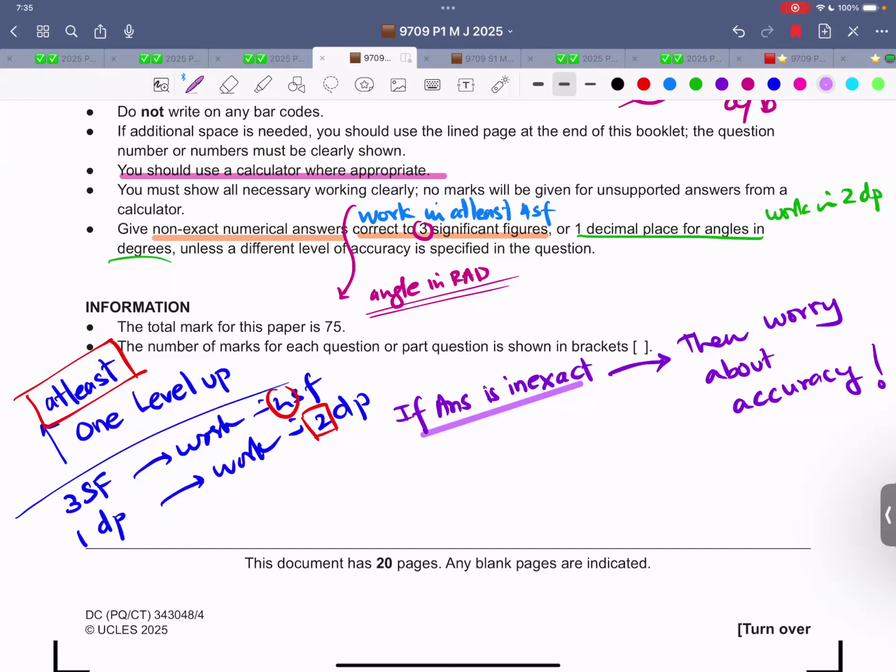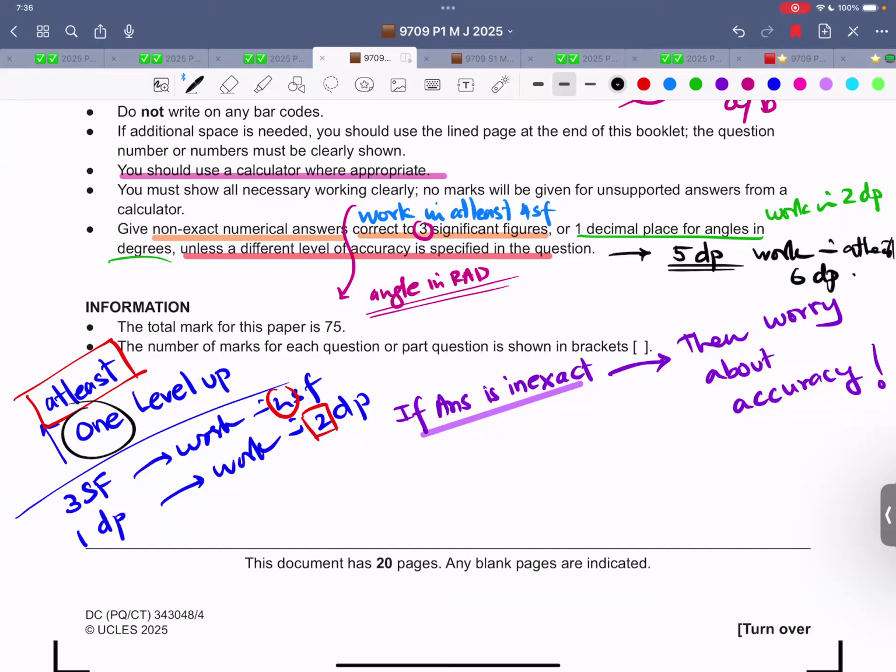And the statement is not yet complete. What does it say? Let me change into black marker. And over here, what else does it say? Unless a different level of accuracy is specified in the question. If in that particular question, they are asking us to give the answer correct to 5 dp, they might say that. Therefore, work in at least what? One level up. That is 6.